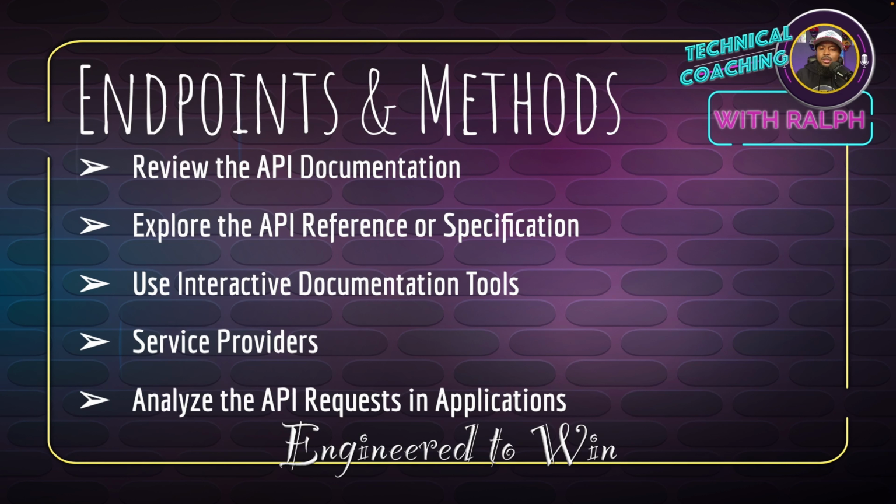Is it an integer? Is it a float where you can have decimals? Is it just a string? Is it a Boolean, where this could be true or false? You have to understand that, and then also understand what type of response you're going to get. Use interactive documentation tools such as Swagger. That's a really good one, and we'll touch on Swagger a little bit later, but it gives you a good visual of the structure of the API, understanding the service providers.